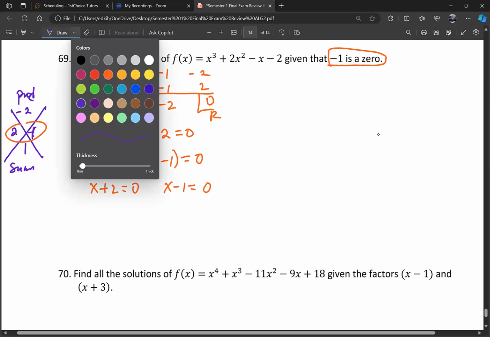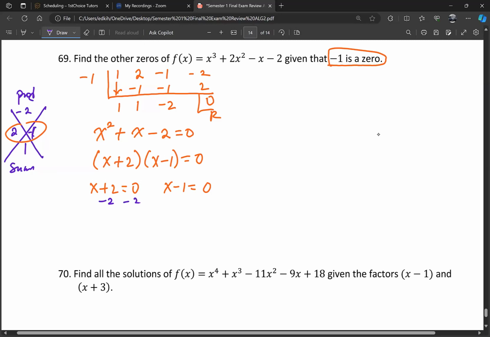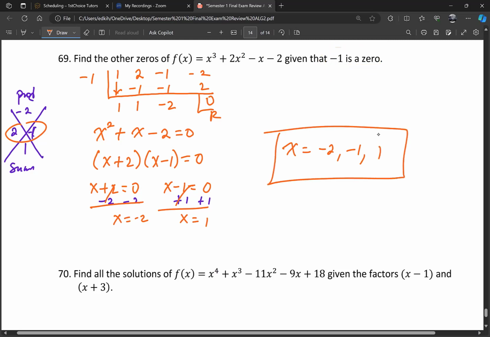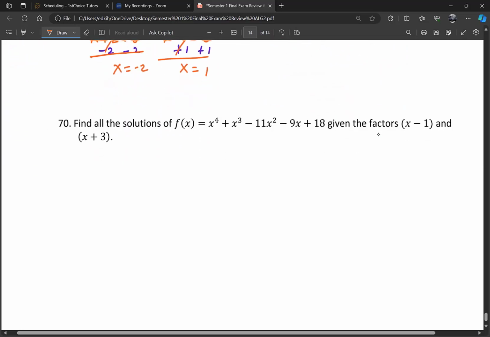So you've got to subtract 2 from both sides, add 1 to both sides on the second one. And then these cancel, so x ends up being -2. These cancel, x ends up being a +1. So all the zeros would be x equals -2, -1, which you were already given over here, and 1. I like writing them in order from the least to the greatest, but there you have it.